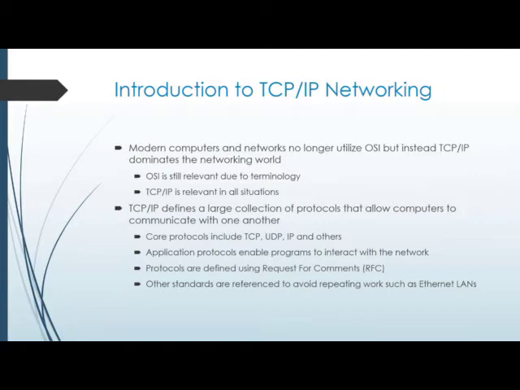Now, there are 6 core protocols in TCP/IP. You have TCP and UDP. You have IP, and then you have a few others that are a little less used: ICMP, ARP, and then the IGMP protocol. And I'm not defining those now because we'll get into those later. But those core protocols allow communication across the network.